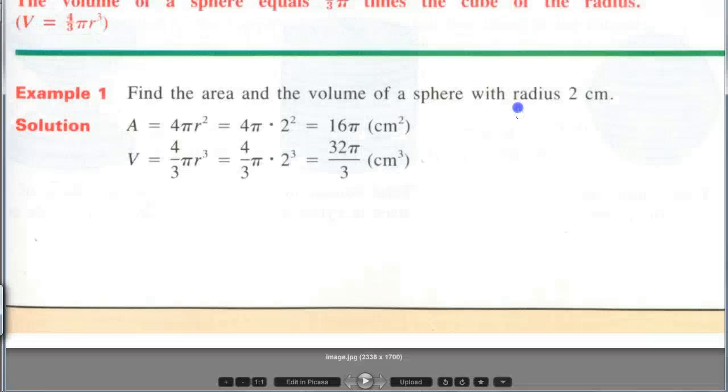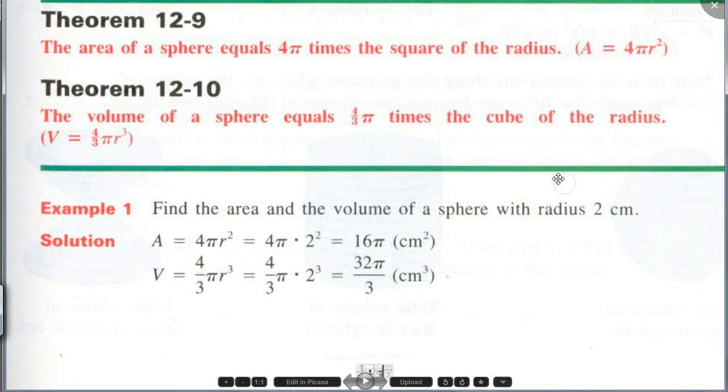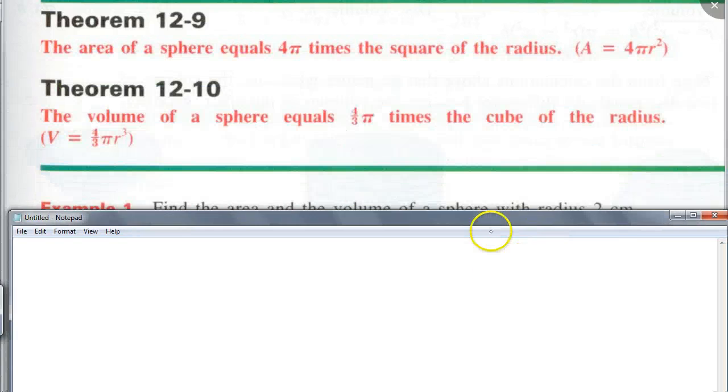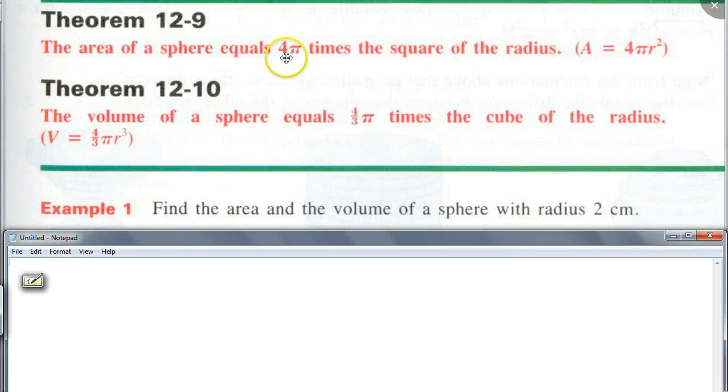If you want to see the theorems, it's exactly what we had up here. It says the area of the sphere is 4 pi times the square of the radius, which is what we got here, and the volume is 4/3 pi r cubed. But I showed you how we got those. All right, go ahead, everybody try this.